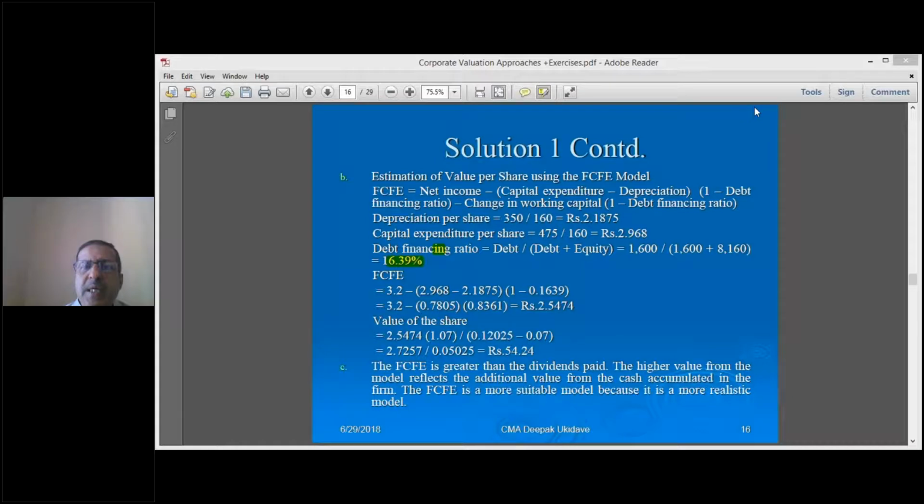How is 2.968 arrived at? Capital expenditure per share. Vinaya, that is capital expenditure per share. Why have we converted? Because of like to like. That is what.